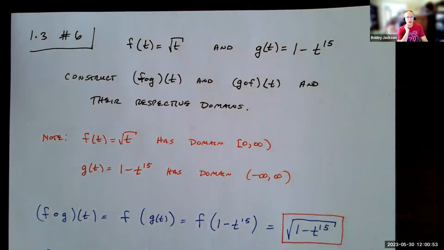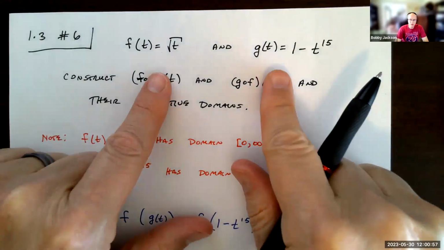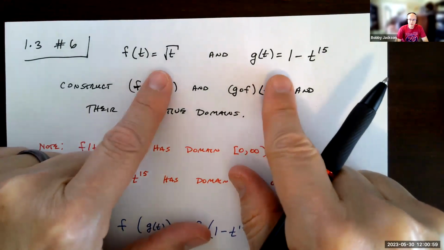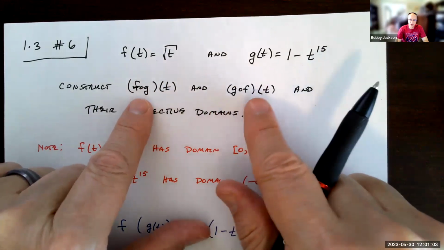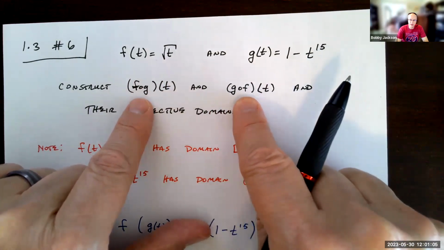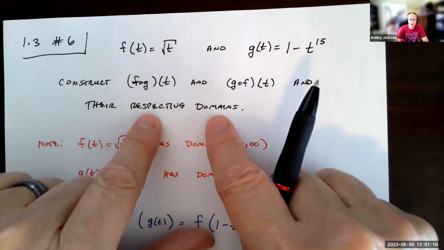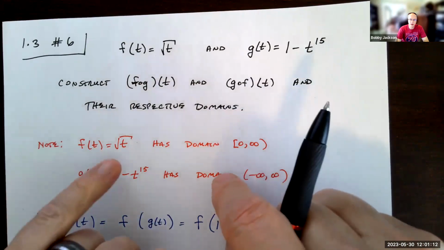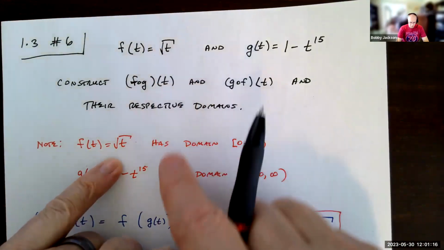Hey everyone, we're going to look at number 6 in section 1.3. We're given two functions of t, f and g. We're going to construct the compositions f circle g and g circle f, and then we're going to find their respective domains. Okay. So first of all, let's start with the domain of the function f of t.